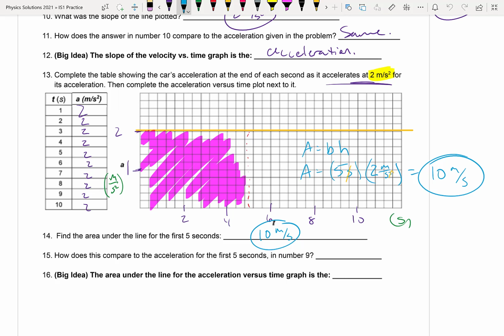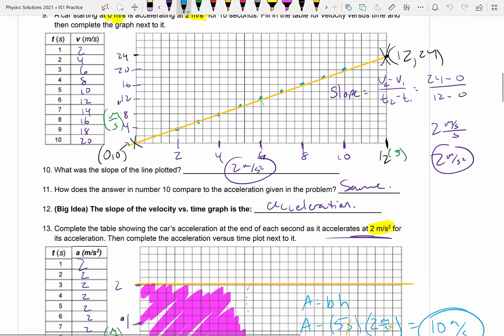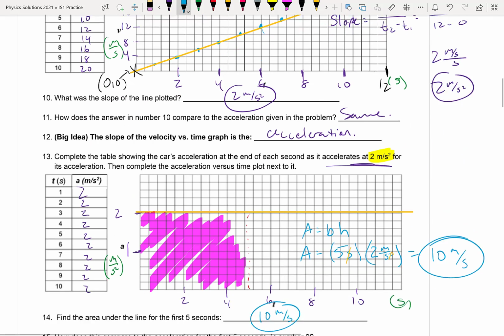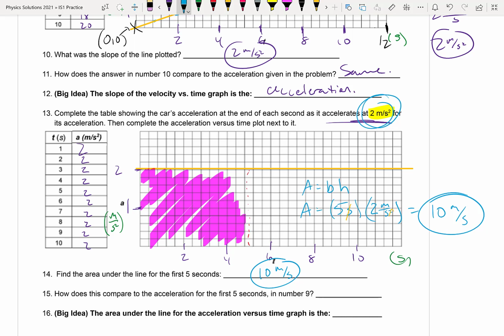How does this acceleration compare to the acceleration for the first 5 seconds in number 9? So let's look at number 9. The acceleration in number 9 was 2 meters per second squared. This acceleration is also 2 meters per second squared. So the acceleration is the same.